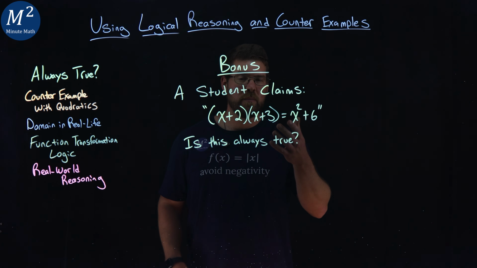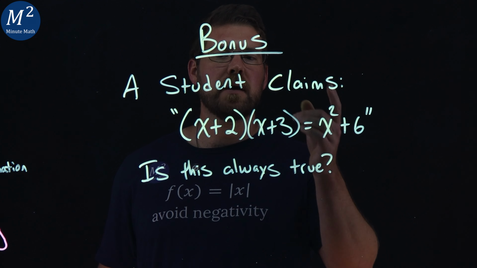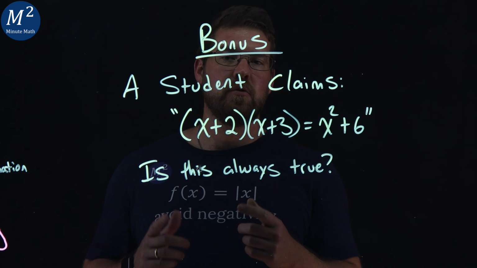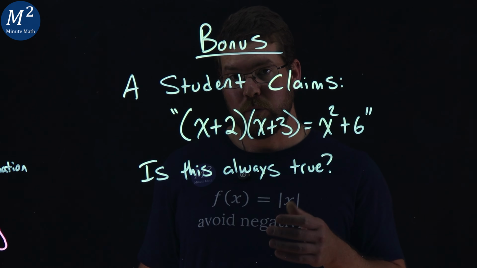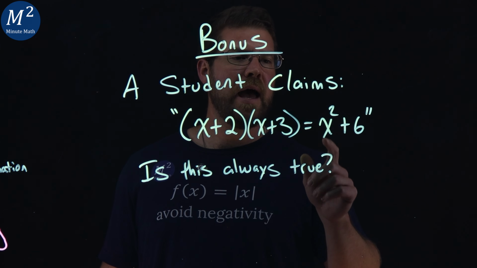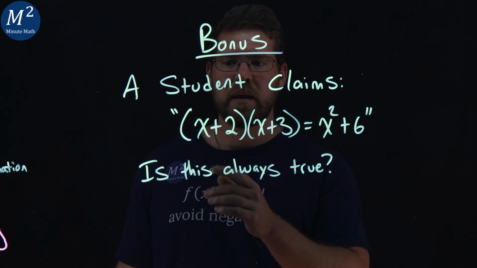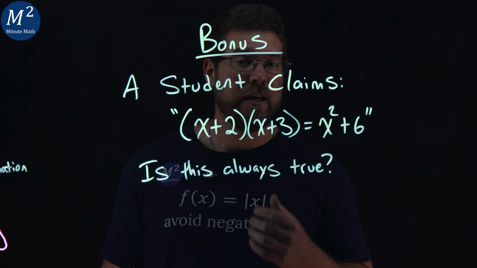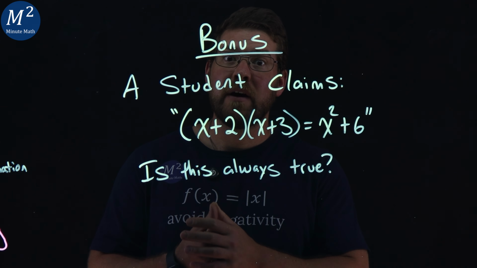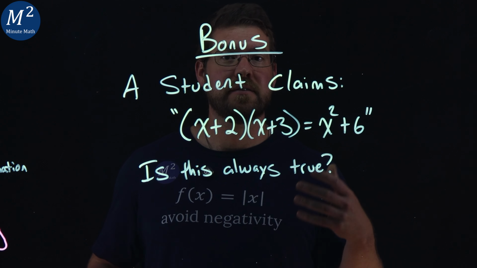And now I leave you with a bonus problem. A student claims that x plus 2 in parentheses times x plus 3 in parentheses is equal to x squared plus 6. Is this always true? My hint for you is, if it's not, see if you can find a counterexample showing that it's not true.